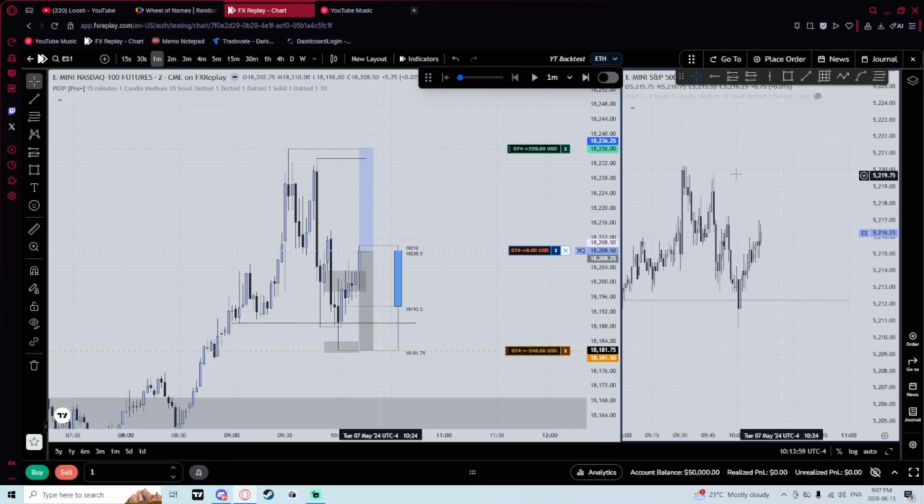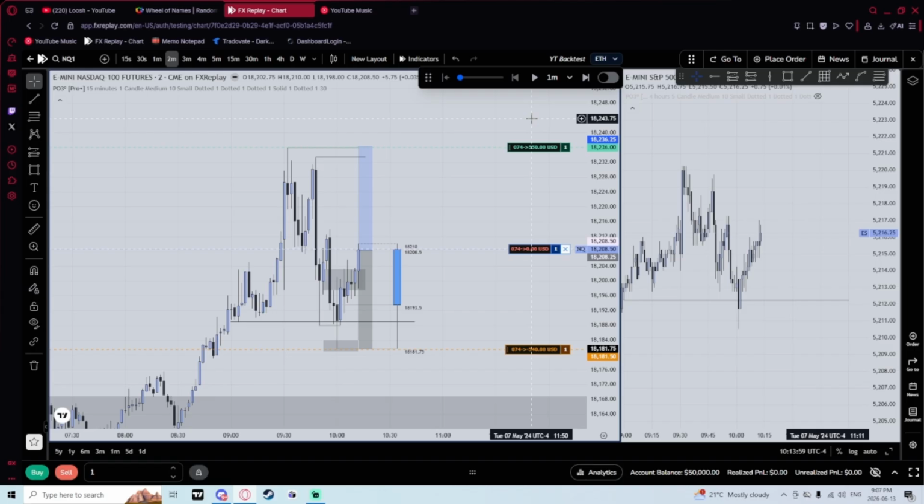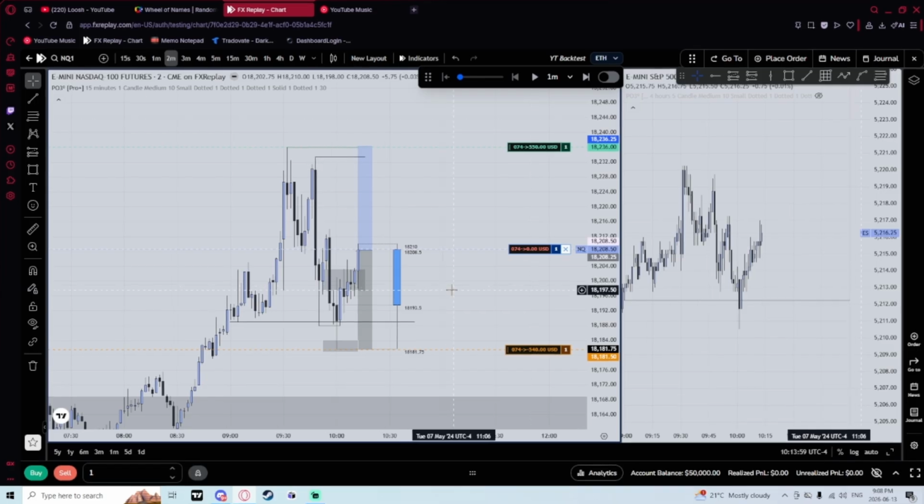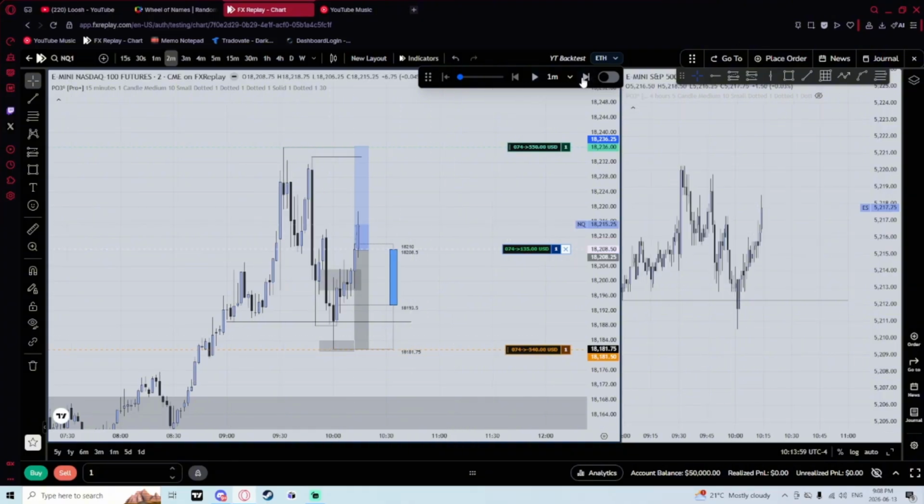We'll keep an eye on ES to see if we get any SMTs. The only reason I would go break even is if ES sweeps these levels before NQ and we show signs of remanipulation downwards or reversal. All right, let's see how this goes. We're just going to click play.